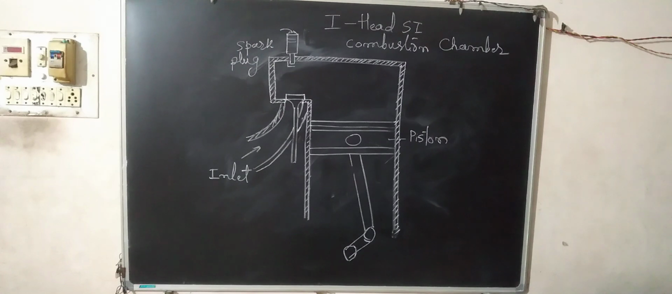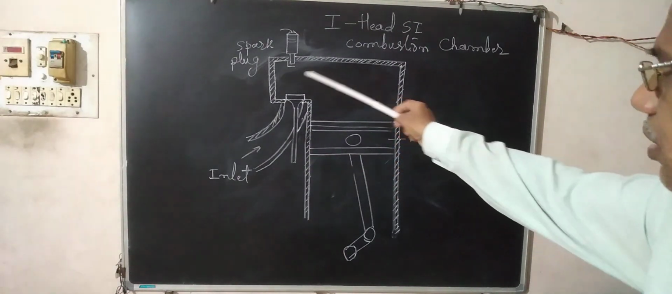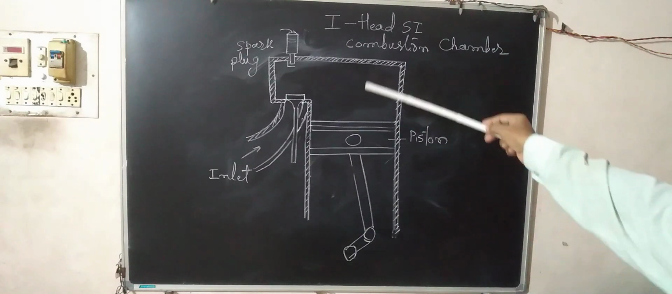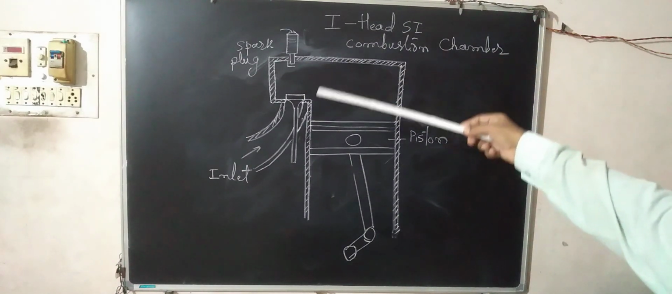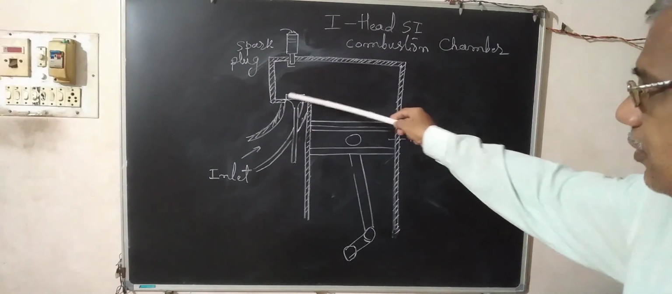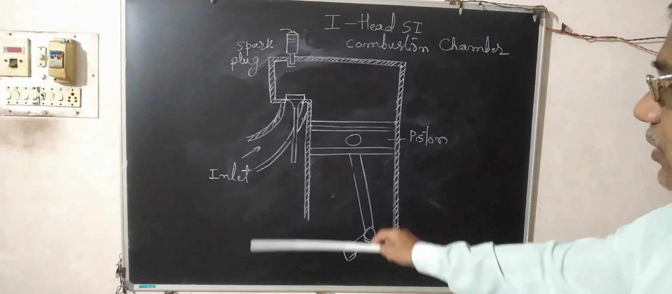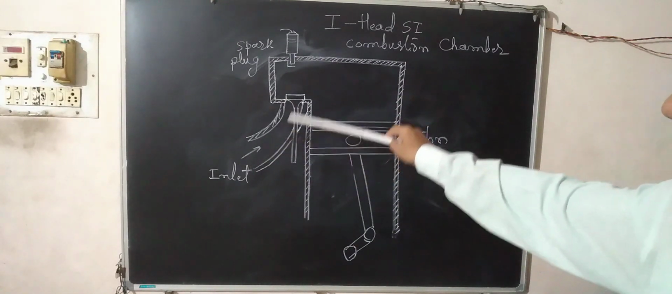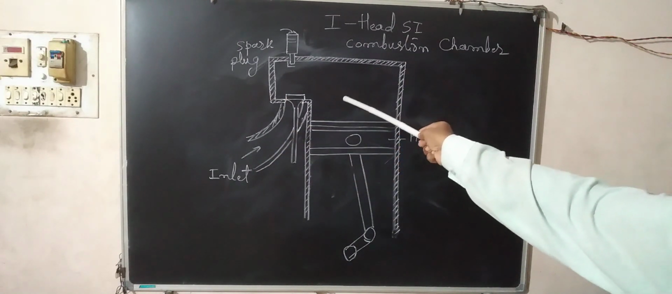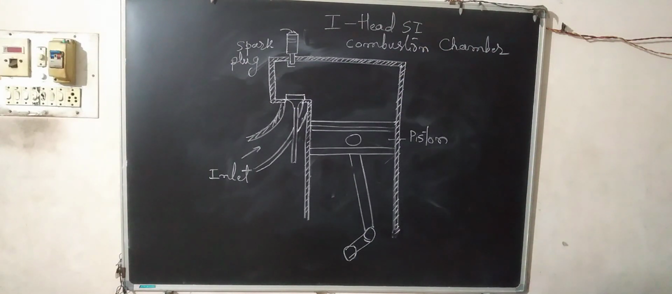This is the I-head SI engine combustion chamber. This is the inlet valve, and the back side will be the exhaust valve of one combustion chamber. Again, for the second combustion chamber, consecutively you will have an inlet valve and an exhaust valve. The inlet valve will be bigger in size, with a bigger diameter compared to the exhaust valve. And this is the spark plug over here. From here the fresh charge will enter and the combustion will take place over here, and then the exhaust will be just at the back side of that. So this type of engine is widely used.